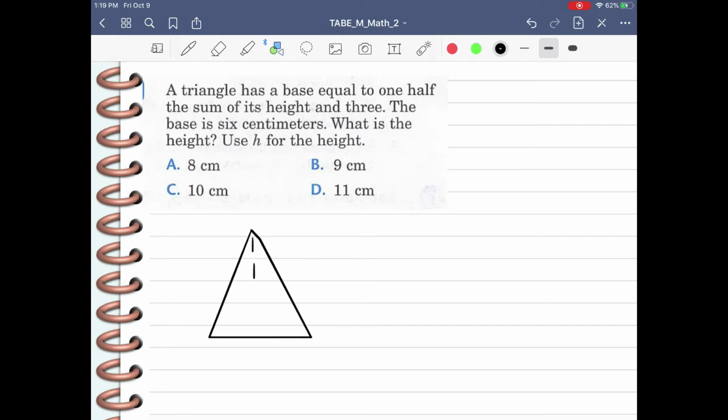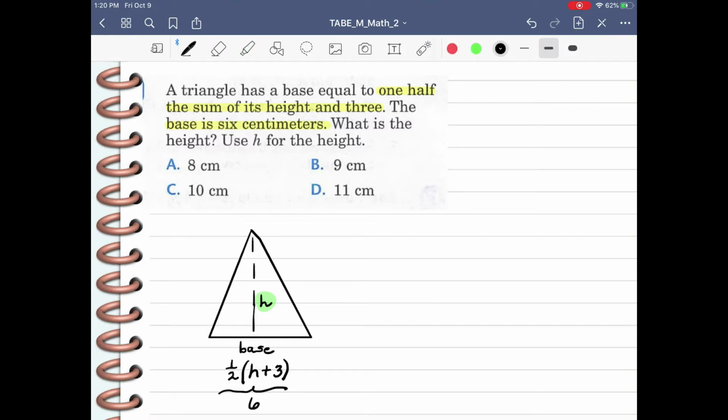So I'm going to sketch myself a triangle and realize that this is the base and this is the height. So let's see what they tell me. The triangle has a base equal to 1/2 the sum of its height and 3. So the base is 1/2 the sum of the height and 3. And they also tell me that the base is 6 centimeters. So all that mess is equivalent to 6. But they want us to find this dimension. What is the height? That's what we're looking for.